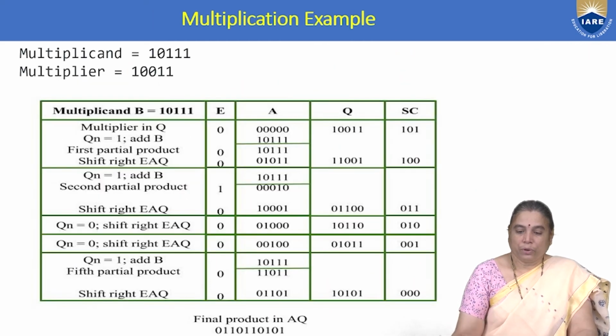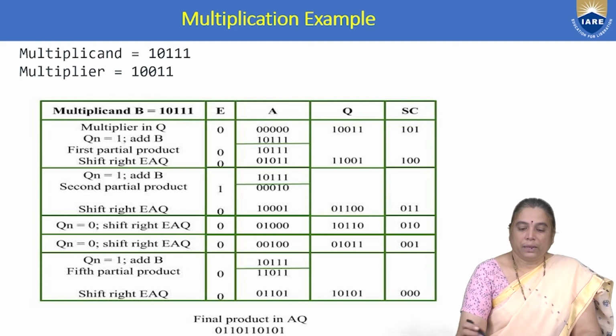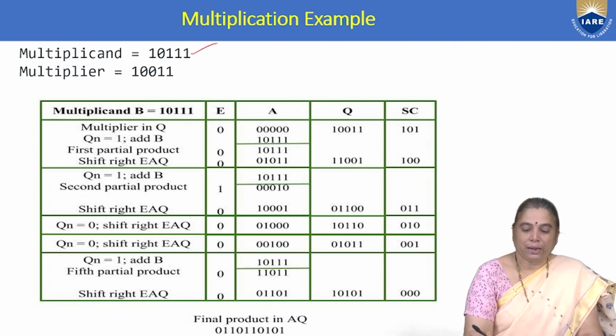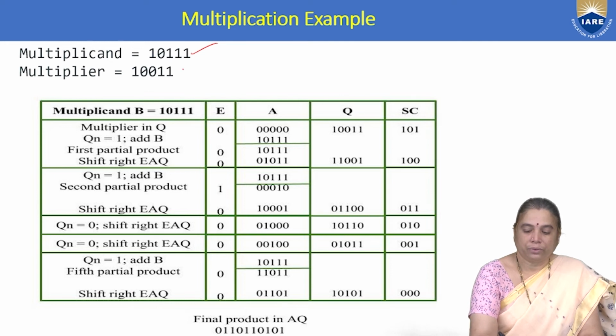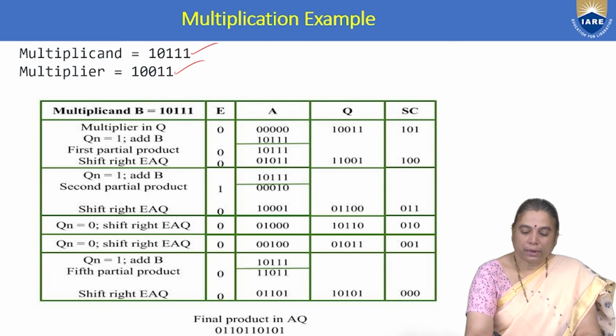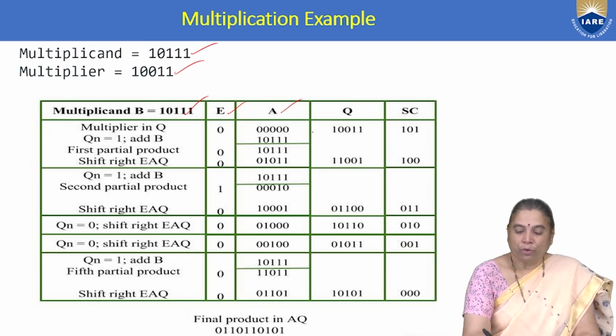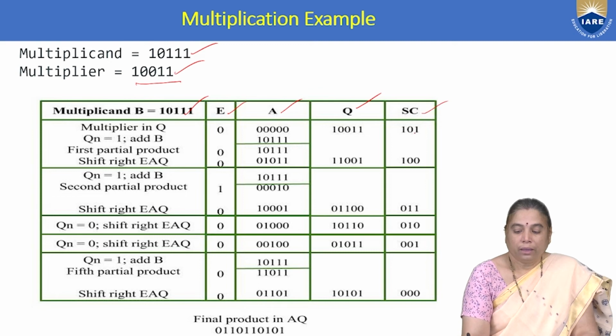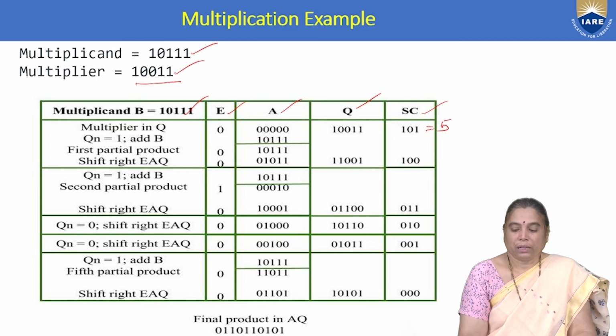So consider one more example. So here multiplicand is 10111 and multiplier is 10011. So here E is initialized with 0, A is initialized with 0, Q is 10011 and the counter can be initialized with the value 5. This is the binary equivalent of 5.